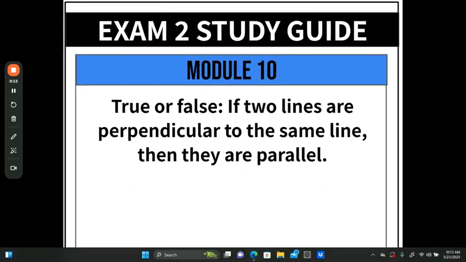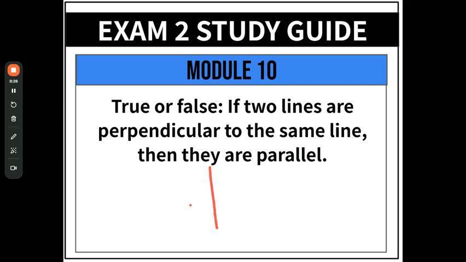We've got a true or false question. If two lines are perpendicular to the same line, then they are parallel. True or false? Well, if we've got two lines that are perpendicular, which means they intersect at a 90-degree angle, and they're both perpendicular to this same line, so I'm just going to draw another one, then they are parallel, meaning they have the same slope. Well, we see that this is true.